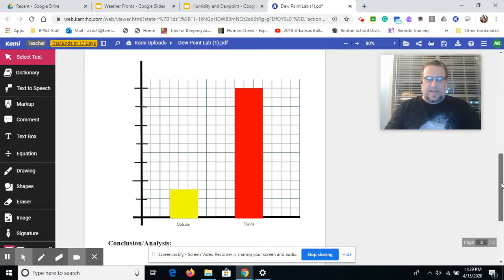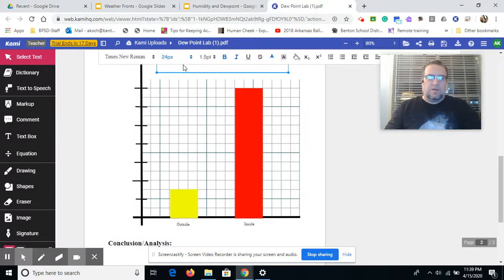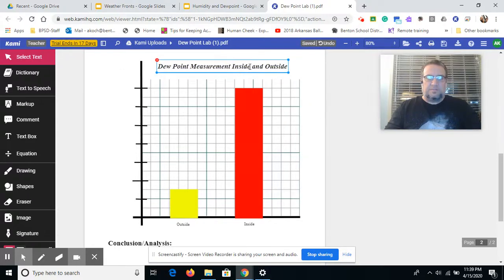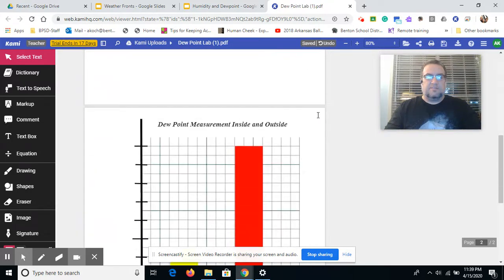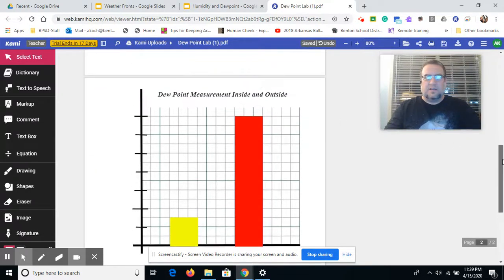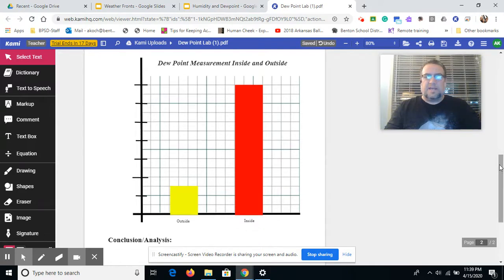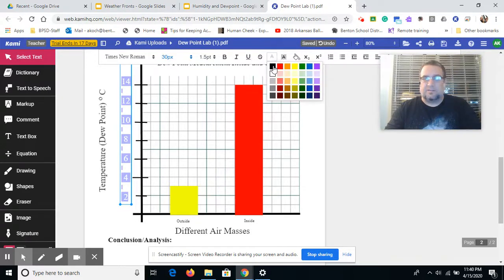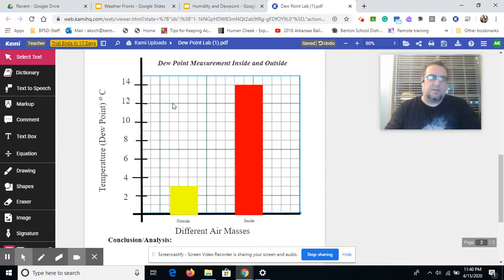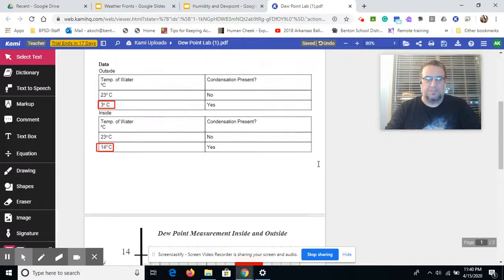And so we've already had our labels, right? So, what are we looking at here? Well, this is our title. So what are we looking at? Dew point measurement inside and outside, right? Right here. And this is a measurement, not a calculation, because we actually took data down. So remember, to find these numbers, we're going to look back up at our data and try to look for, there it is, try to look for what numbers do we need to actually show.